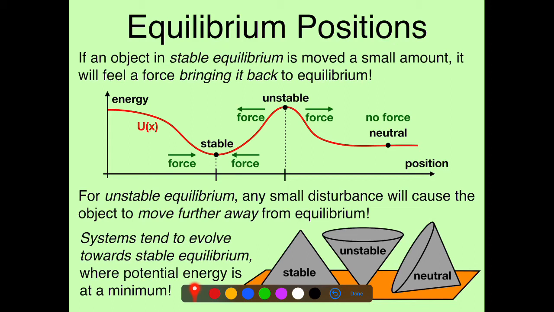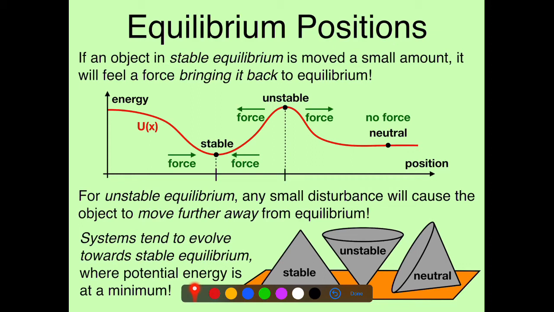So, for example, let's take a look at the left-hand side of the stable equilibrium point over here somewhere. The slope of this potential energy graph is negative, which means the force is going to be positive. The force in the positive direction is pointing to the right. If I'm over here on the right side of the stable equilibrium, the slope is positive. That means the force is negative. A force in the negative direction is pointing to the left like this.